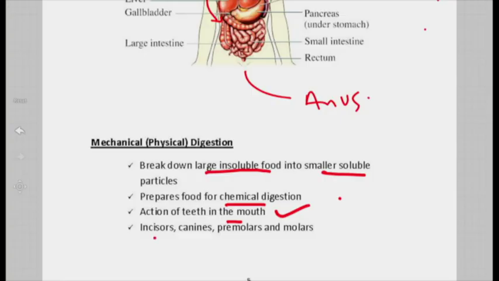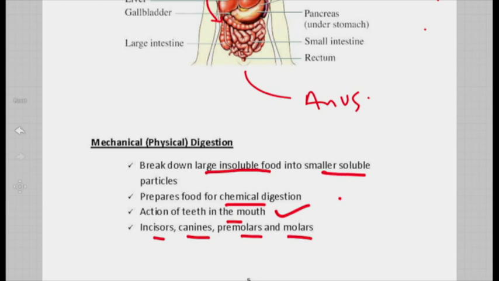Action of teeth in the mouth. As has been said, the teeth are found in the mouth and are responsible for the physical manipulation, the physical breaking down of the food molecules. And the different types of teeth are the incisors, canines, premolars, and molars. That's normally for man, for human beings. Man has these 4 types of teeth. The incisors are found at the front, the canines on the sides, and they are sharp, chisel-like shaped. Then the premolars, and the molars on the far end.